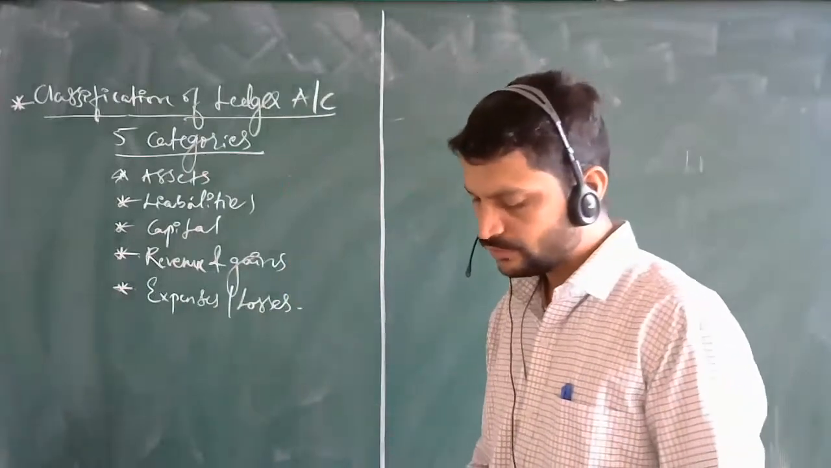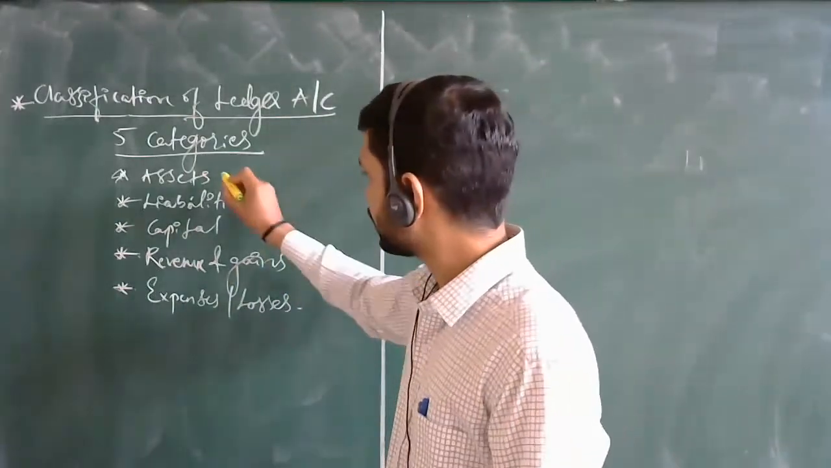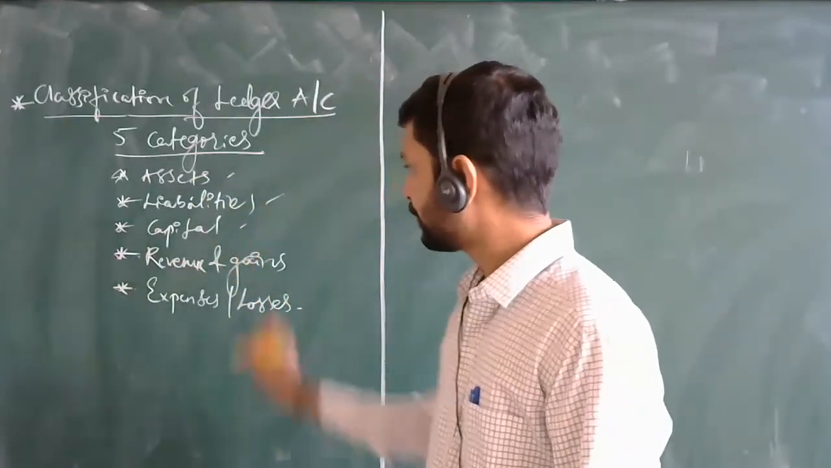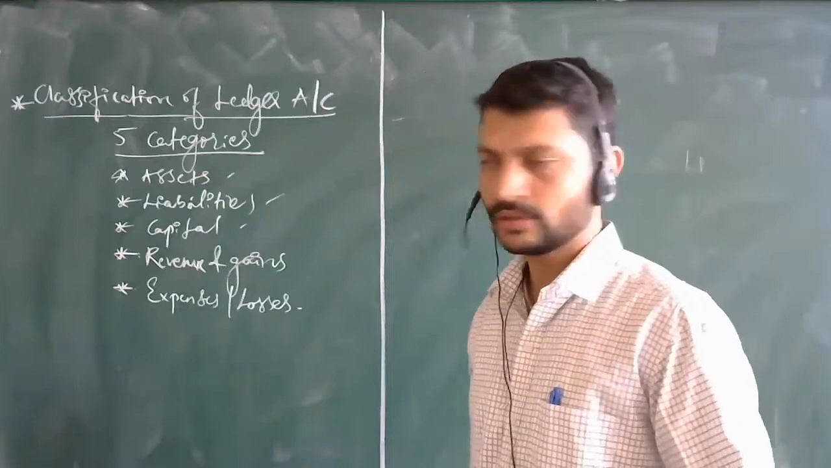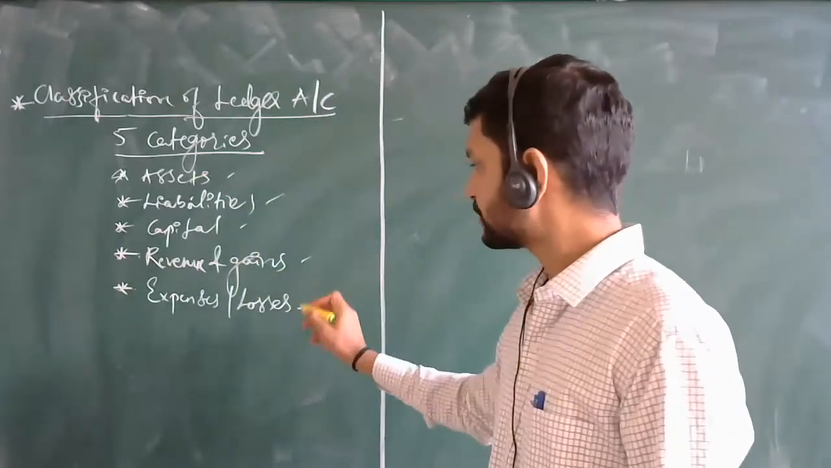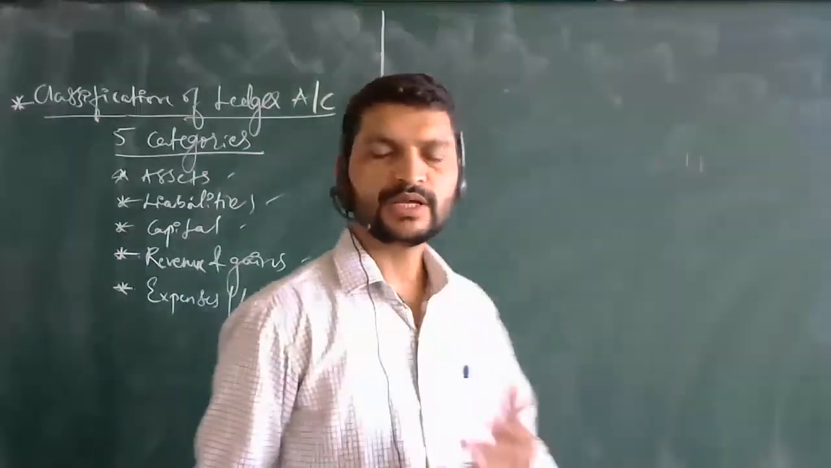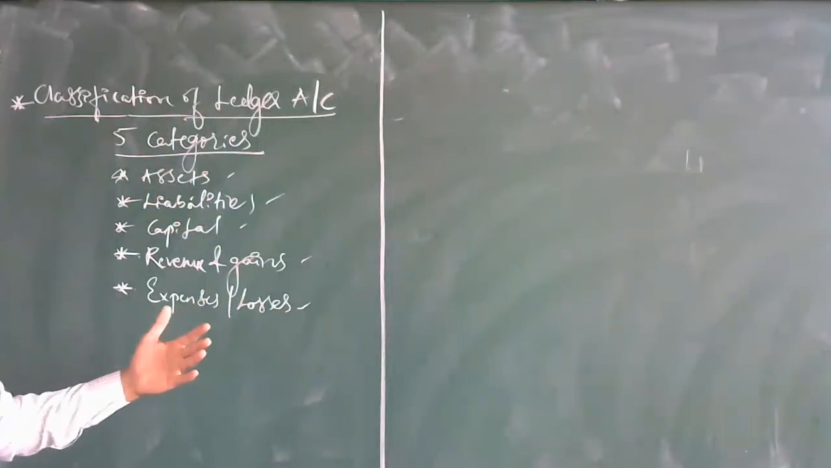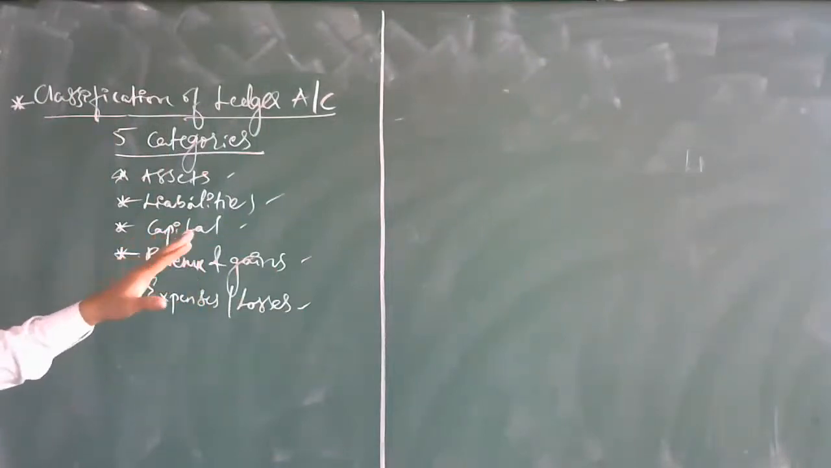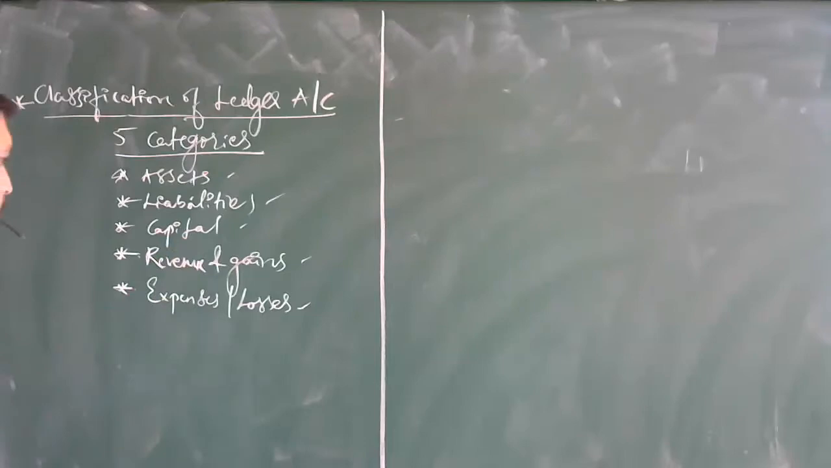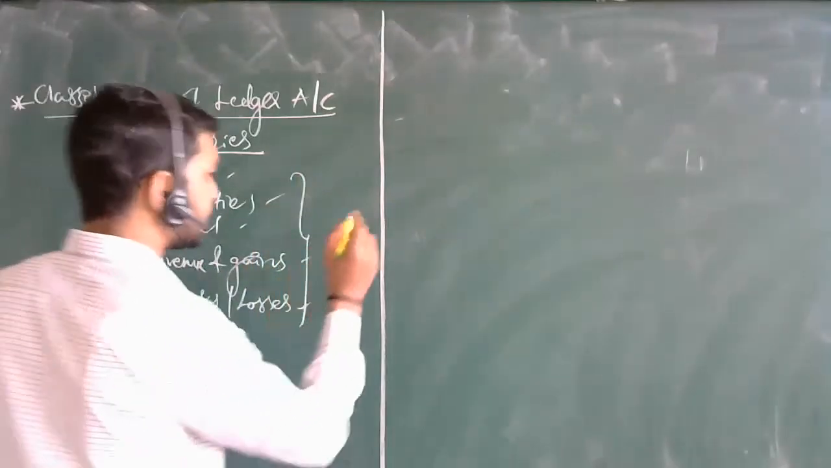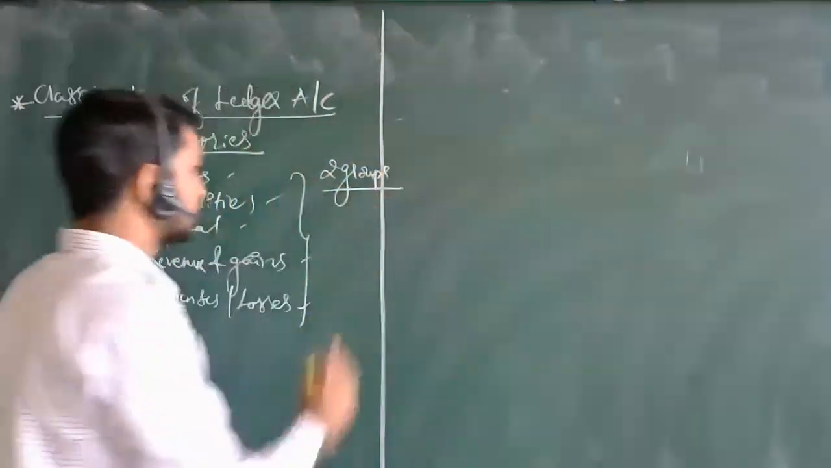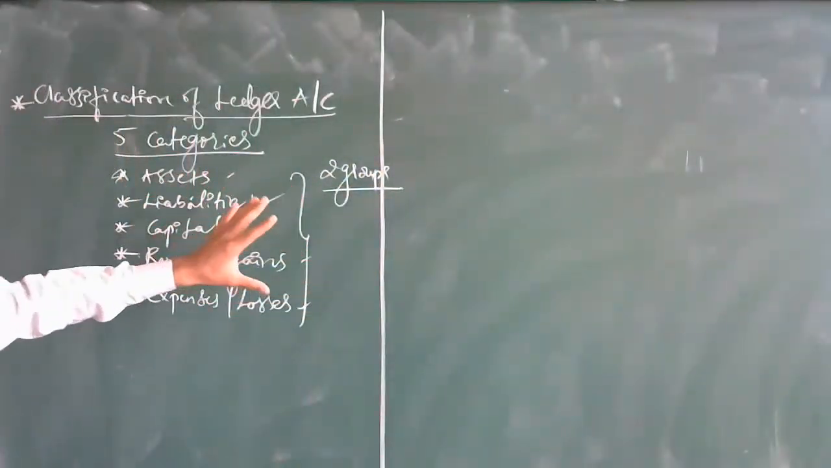Now the transactions which take place are related to the asset side, the liability side, the capital, any revenues you have earned from the business, or gains, or expenses which you have made. So we are going to classify them into these categories. This will be further classified into two groups. Which are the two groups now? These overall things are being classified into two groups.